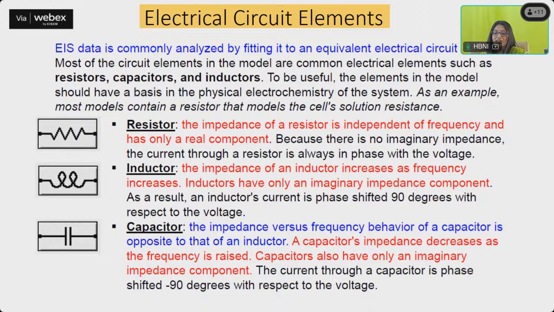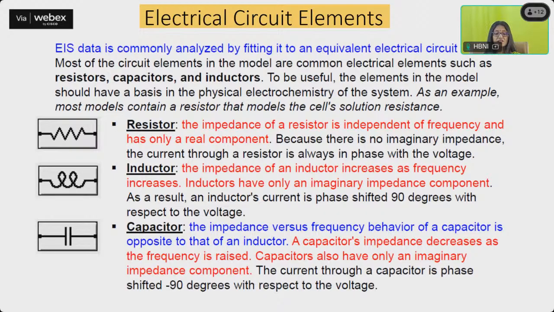Also the inductor's current is phase shifted 90 degrees with respect to that of the voltage. Resistor is always in phase with the voltage. In the inductor's case, it is phase shifted 90 degrees with respect to the voltage. In case of a capacitor, what happens? The impedance versus frequency behavior of a capacitor is just opposite to that of an inductor. So a capacitor's impedance is going to decrease as the frequency is raised, and the capacitor also has only an imaginary impedance component. And the current through a capacitor is phase shifted minus 90 degrees with respect to the voltage. So please understand this thing.